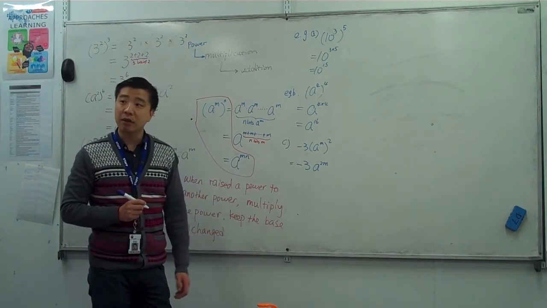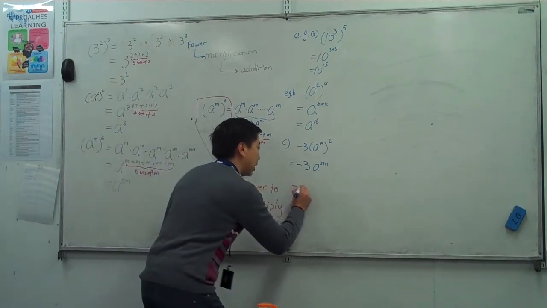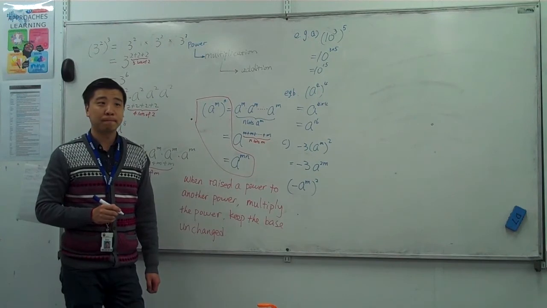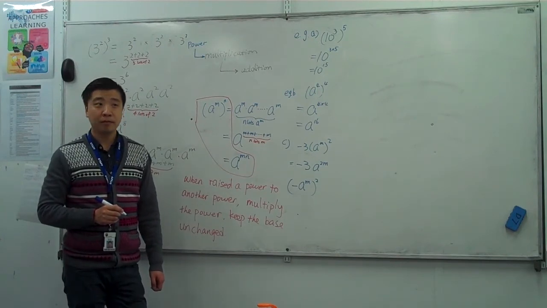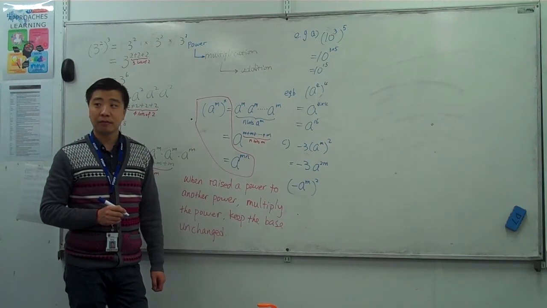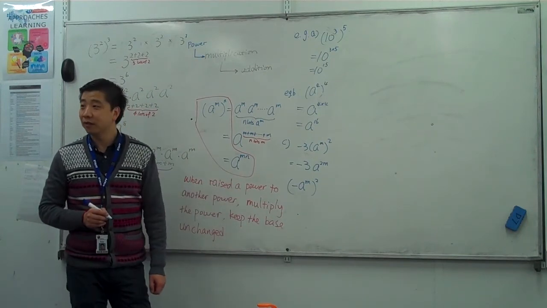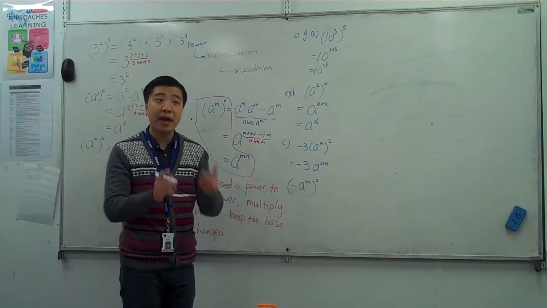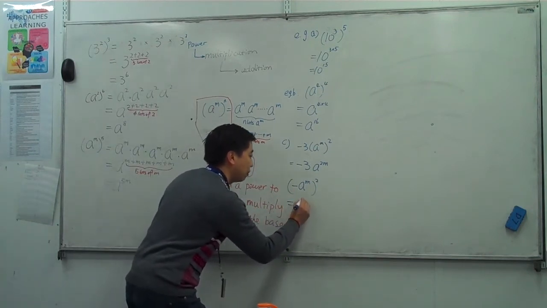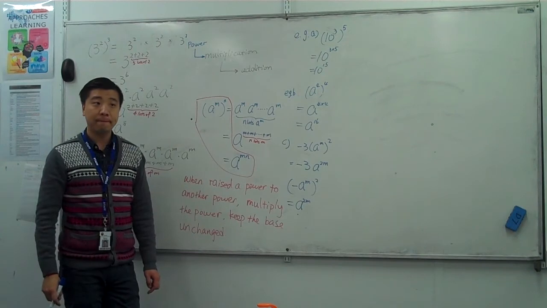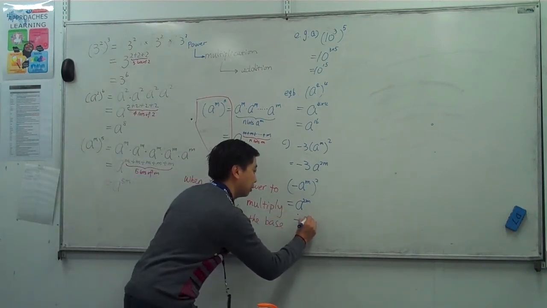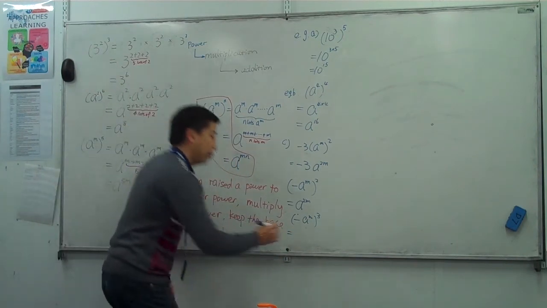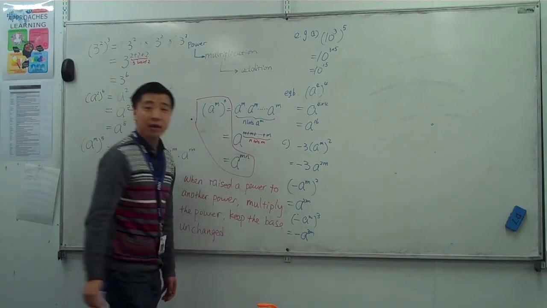Okay, now I want you to write another one which is not over there. If I write negative a to the power of m, to the power of 2, what is the answer? Is it positive or negative? Why is it positive? Because the index is even. Right? You have a pair of negatives, so the answer is a to the power of 2m. Okay, very good. Now, how about this one? That will be negative a to the power of 3m. Okay?